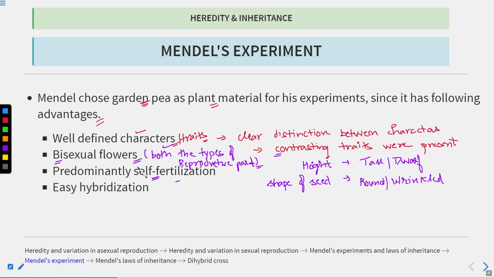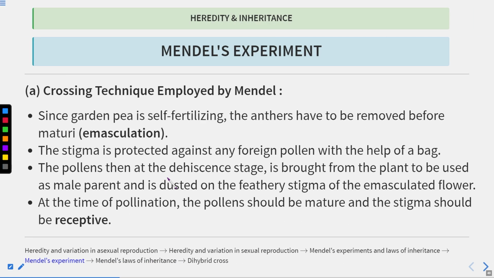Now this pea plant was very easy to hybridize. So hybridization was very easy in the pea plant. Because of this hybridization, hybrids are produced. Clear? Now let's talk about the crossing technique employed by Mendel. How did Mendel do the crossing in this pea plant? What technique or what steps did he employ for the crossing?